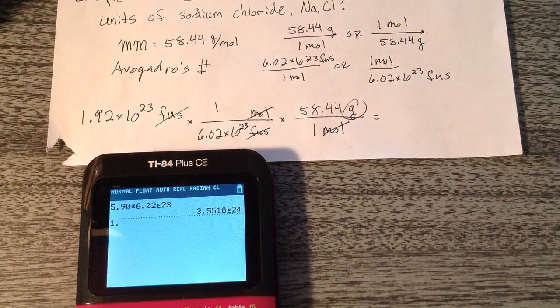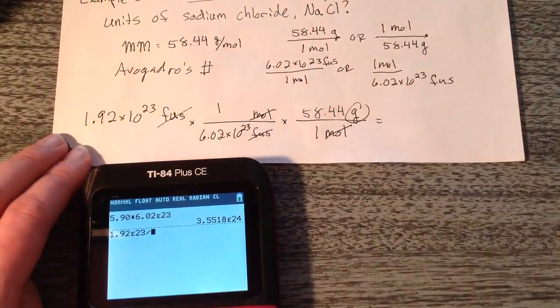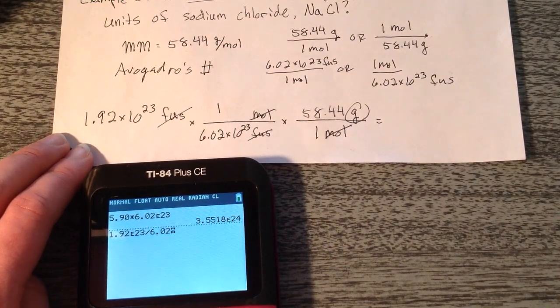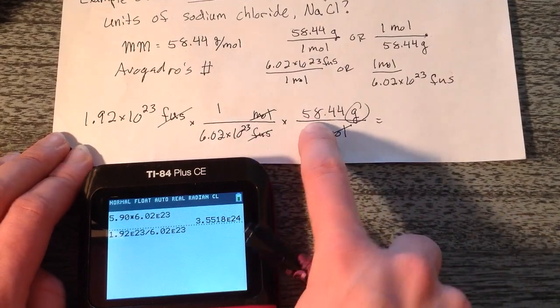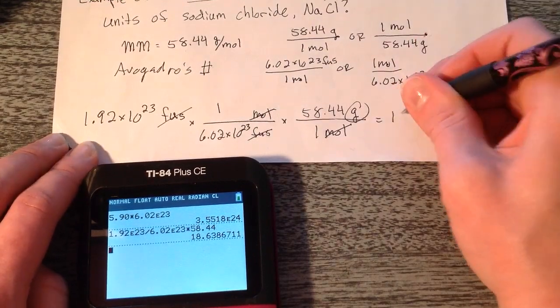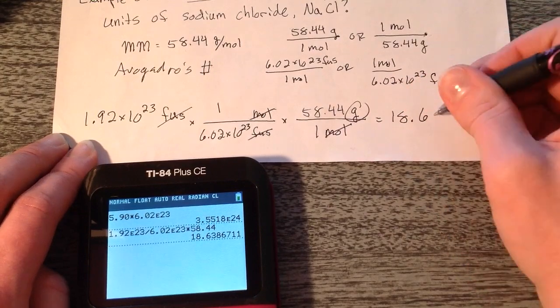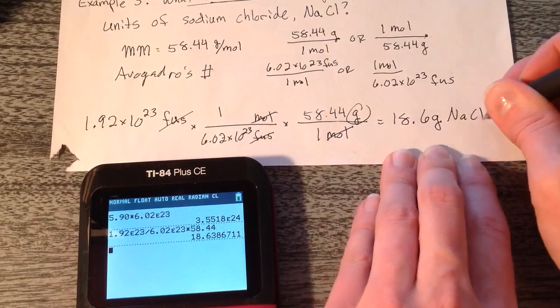So 1.92 times 10 to the 23rd divided by, this goes down, so I am dividing by 6.02 times 10 to the 23rd. And then it jumps up again. My 58.44 is on top. So I'm going to times 58.44. I get a value of 18.6 grams of NaCl.